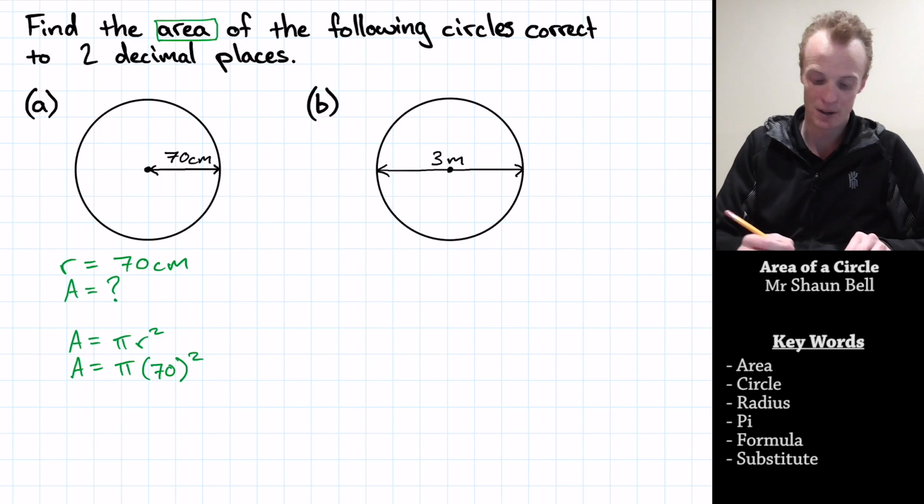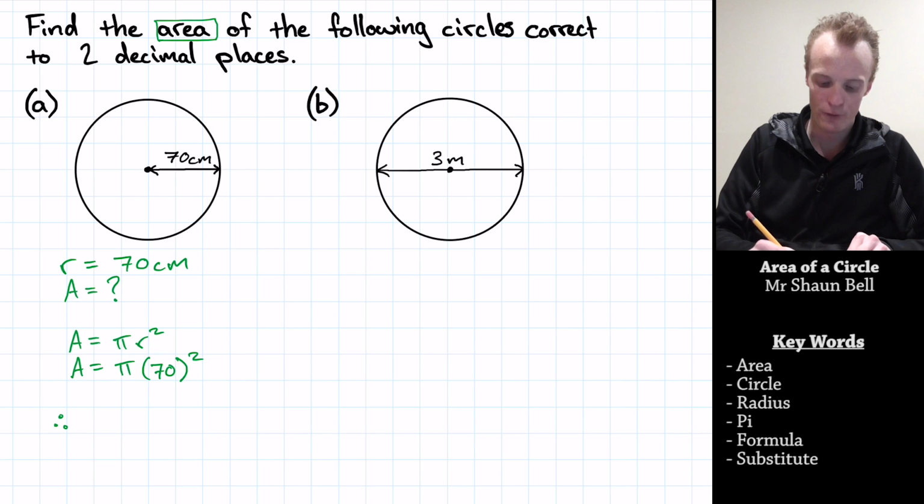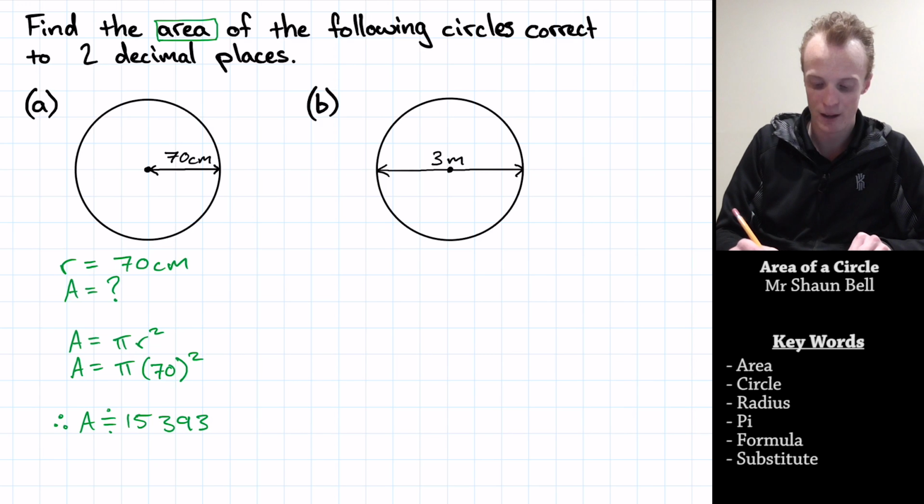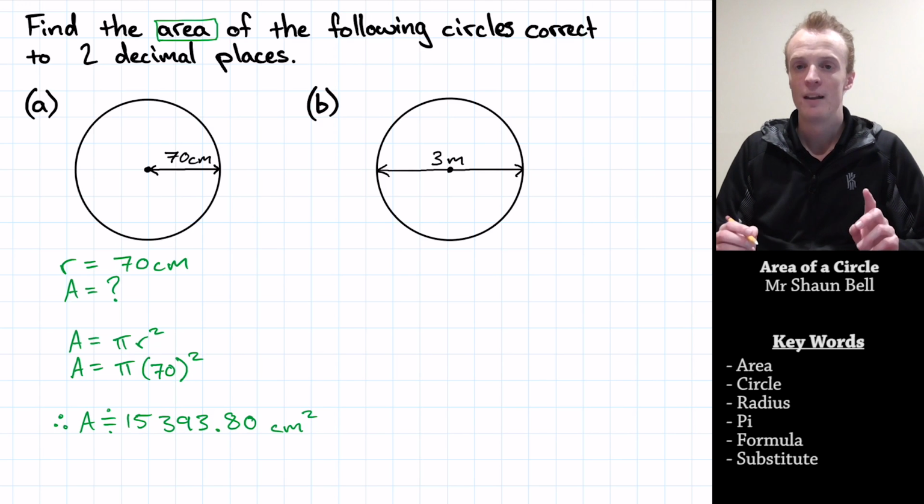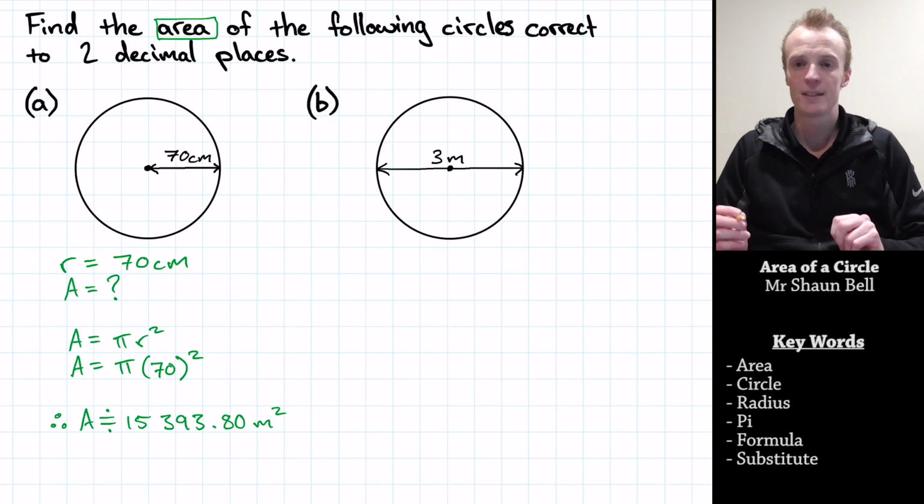So when I enter this into my calculator, I therefore find that the area is approximately equal to 15,393.80 centimeters squared. Remembering that when we measure area, it's always measured in squared units. So let's take a look at the next circle.